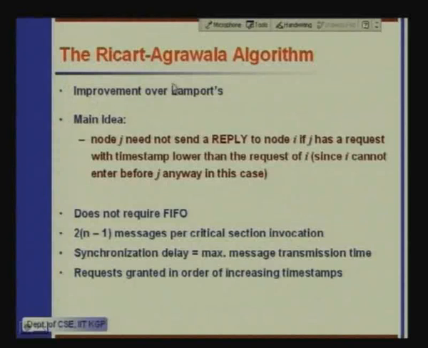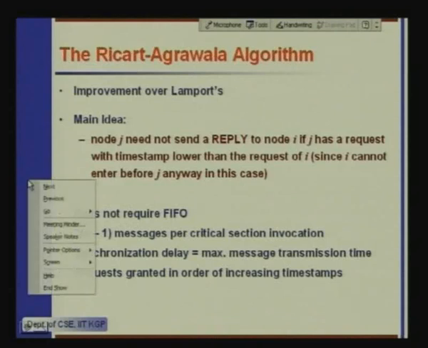This is called the Ricart-Agrawala algorithm. This is an improvement over Lamport's algorithm. The main idea is that node J need not send a reply to node I if J has a request with timestamp lower than the request of I, since I cannot enter before J anyway in this case, right.